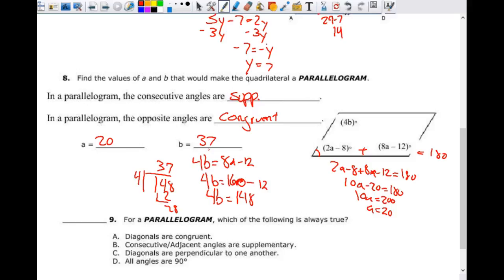For a parallelogram, which of the following is always true? Are diagonals congruent? For a parallelogram, nope, that's only true for squares and rectangles. Consecutive angles are supplementary. Yeah, that's true. Diagonals are perpendicular, that's not, oh, yeah. This is the answer. B has to be the answer. C is only true for rectangles and squares, and D, all angles are 90 degrees, is only true for squares and rectangles.